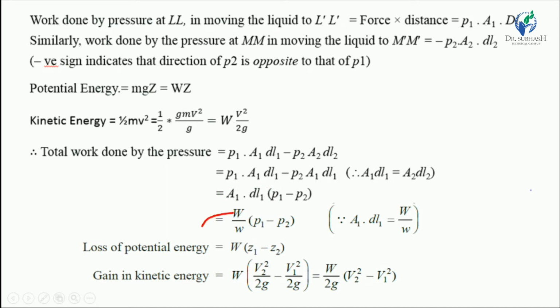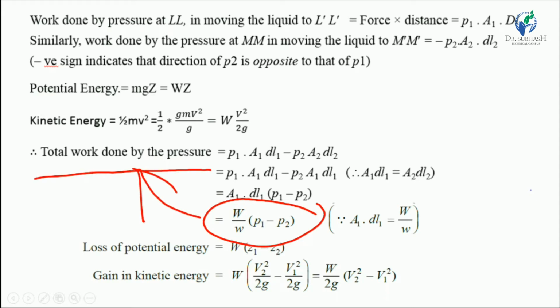Now we know the value of A1 dl1. What is the value? We can get that it is W upon small w, weight upon specific weight. So put this value in A1 dl1, and the equation has become this. This is the equation of total work done by pressure.